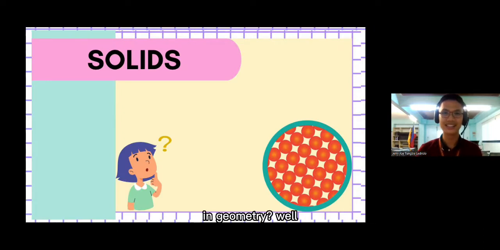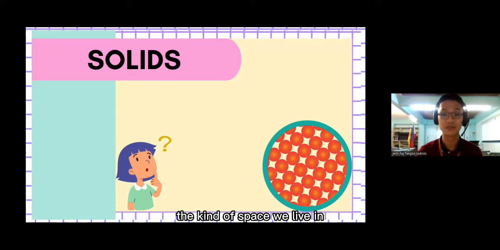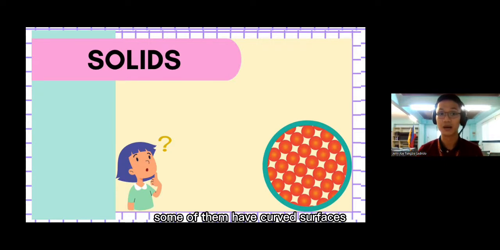What is solid in geometry? Well, a solid is the geometry of three-dimensional space, the kind of space we live in. It is called three-dimensional space or 3D because there are three dimensions, which are width, depth, and height. In mathematics, we study shapes and their different types, and we try to apply them in real life. Solid shapes are classified into several categories. Some of them have curved surfaces, some are in the shape of pyramids or prisms.